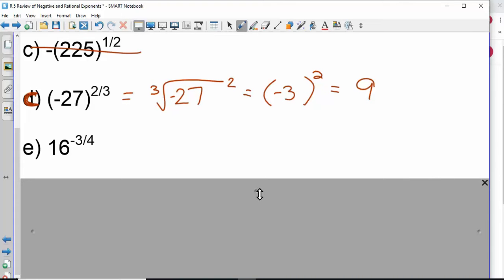Last one of these. To the negative 3/4 power. So first of all, the exponent is negative. What does that mean? Drops down to the bottom. A 3/4, so what number goes outside my radical? 4, 16 here, and the 3.